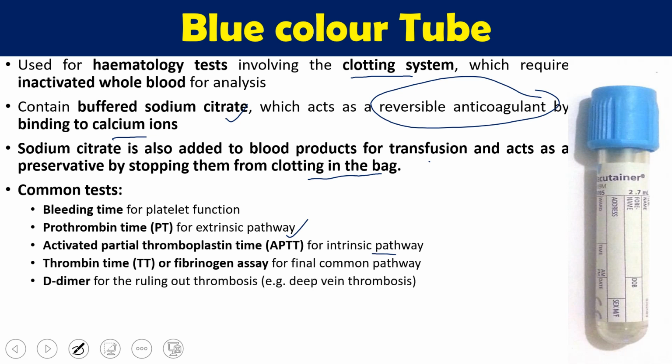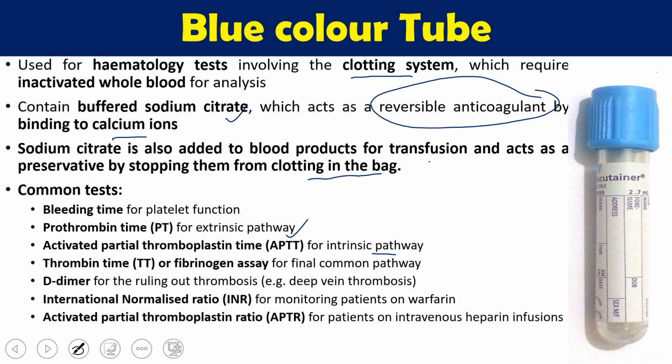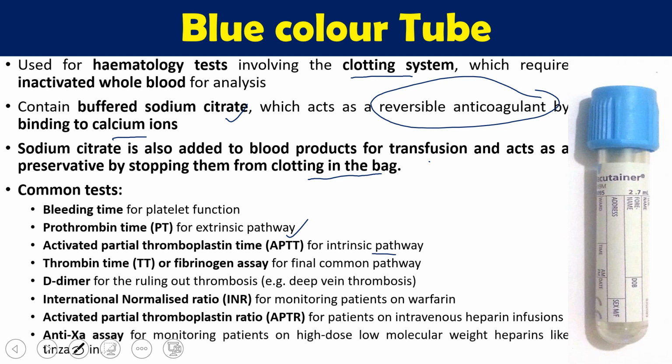After that, blood collected in these vials will be used for D-dimer, an assay for ruling out thrombosis, especially deep vein thrombosis. Then it is used for the international normalized ratio, for monitoring patients on warfarin. The activated partial thromboplastin ratio, APTR, is done especially for patients on intravenous heparin infusions. And anti-Xa is for monitoring patients on high doses of low molecular weight heparins like tinzaparin.